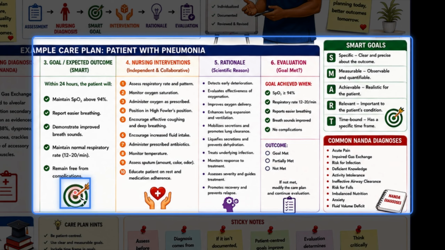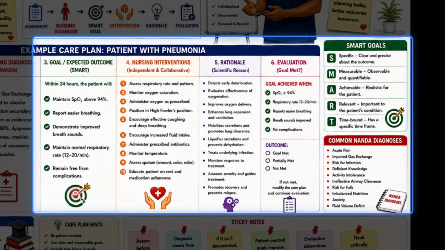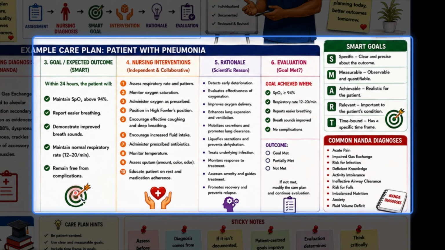Now look at our pneumonia care plan entry. Notice the temporal anchor, within 24 hours, the patient will. Followed by 5 explicit, measurable targets. First, maintain SpO2 above 94%. Second, report easier breathing. Third, demonstrate improved breath sounds upon lung auscultation. Fourth, maintain a normal respiratory rate of 12 to 20 breaths per minute. And fifth, remain entirely free from respiratory complications such as atelectasis or respiratory failure.